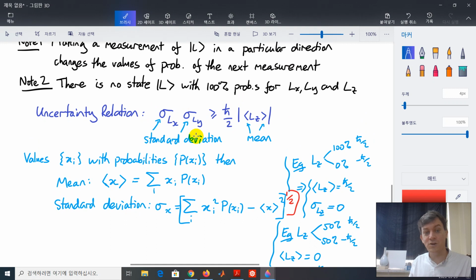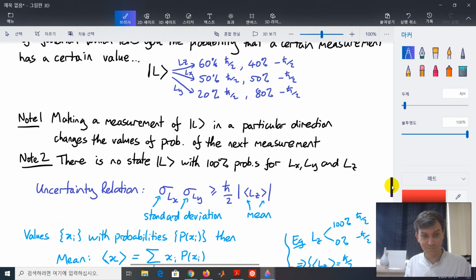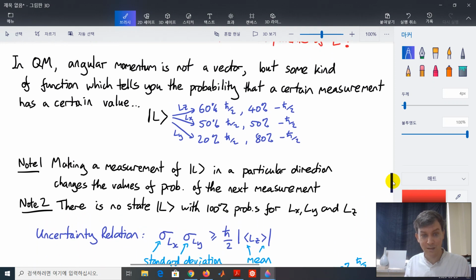So this formula stops you from having a state where you have 100% probabilities for measurements in all three components, Lx, Ly, and Lz. So there must always be some non-zero probability of getting a different value for measurement in a certain direction.